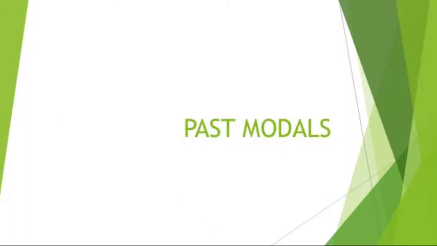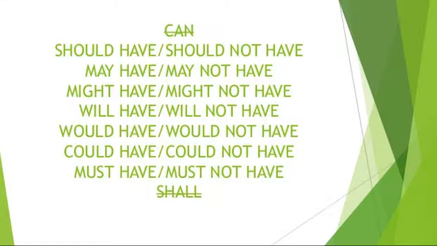So let us go through the slides. The first one: these are the modals that we will cover throughout the chapter, which are should have, may have, might have, or the negative with not, will have, would have, could have, and also must have. We are not going to talk about can and shall because those are the modals that we use to talk about the present, not the past. But will have, yes, we can use will have to talk about the future perfect, things that we imagine to have happened in the future.